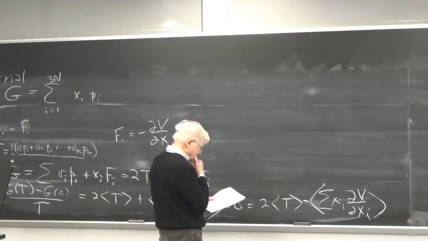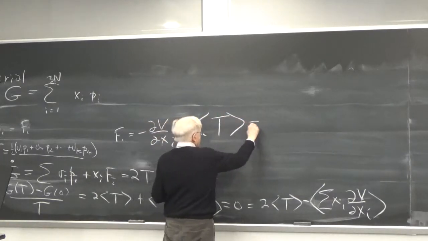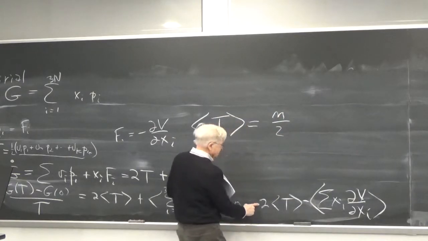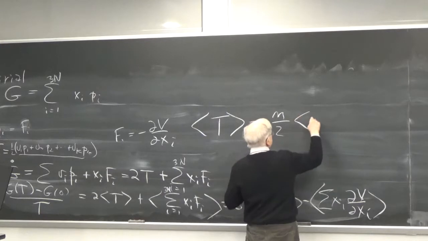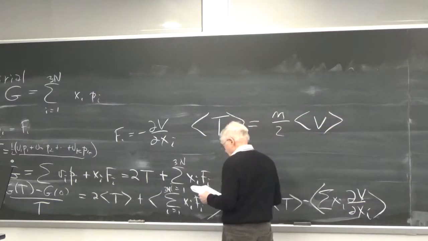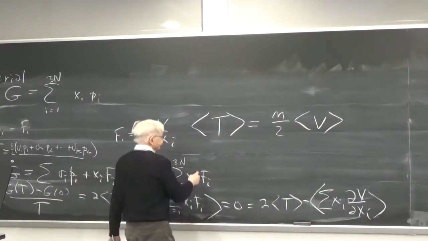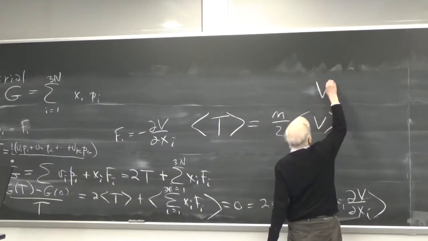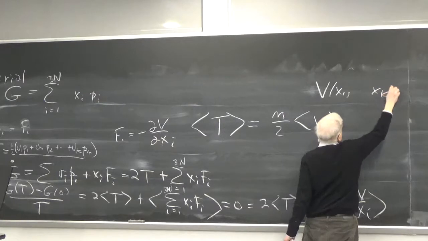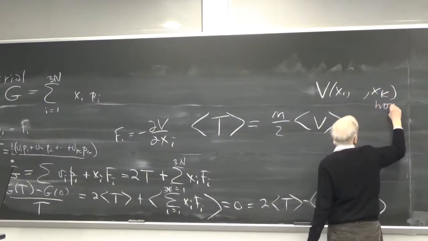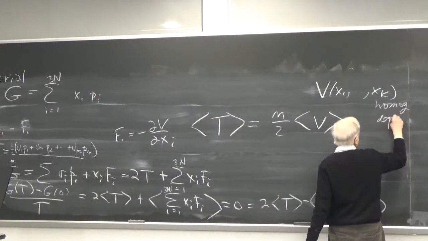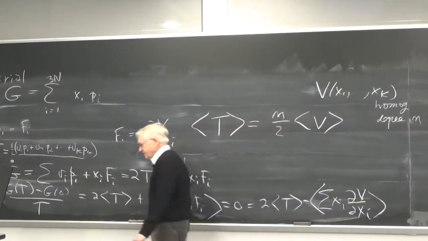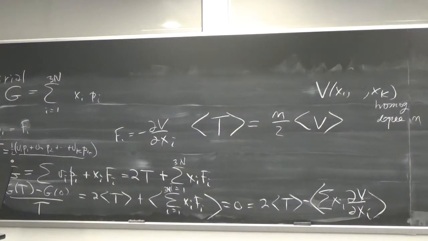And so what we get then is that the time average of the kinetic energy is n over 2 times the time average of the potential energy. And so this is called the Virial Theorem. And so what you need is that the potential V of x1 through xk is homogeneous of degree n. If that's the case, then the Virial Theorem says that, put in more colloquial terms, on average the kinetic energy is n over 2 times the potential energy.